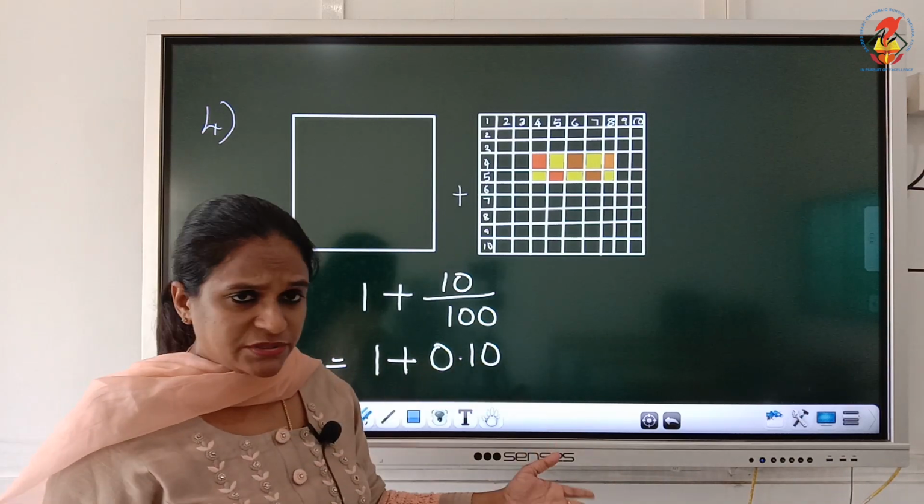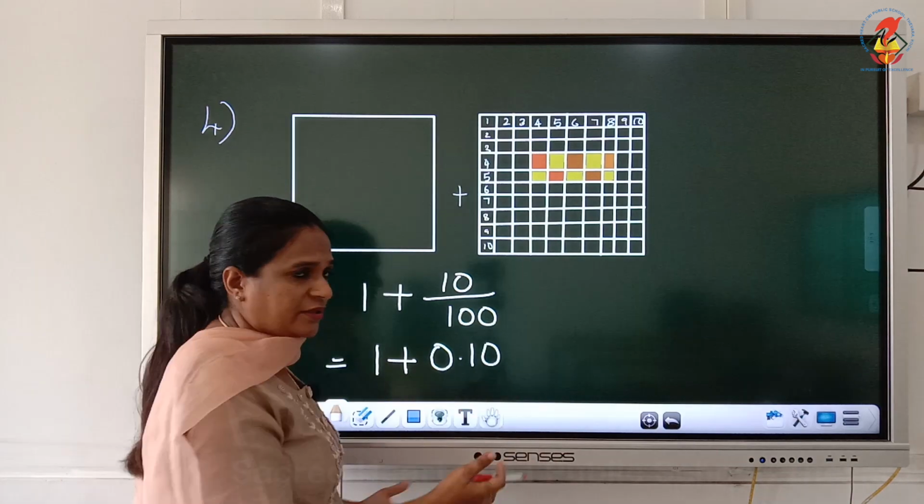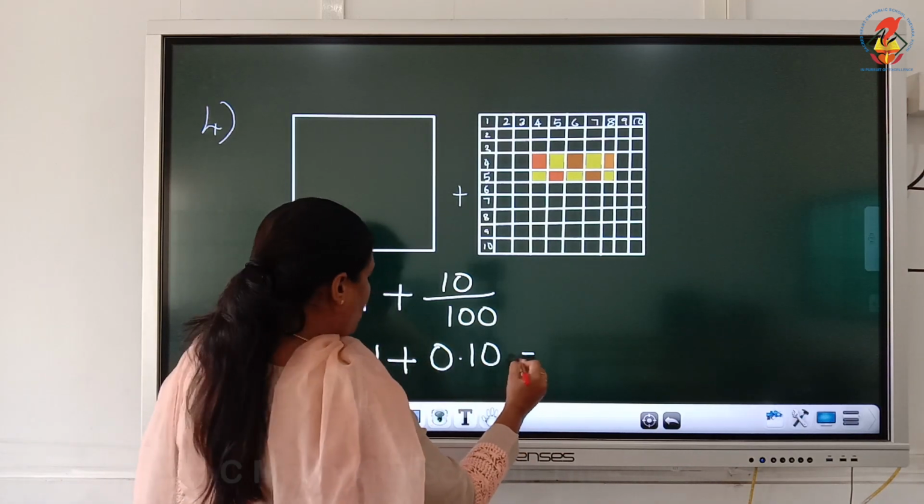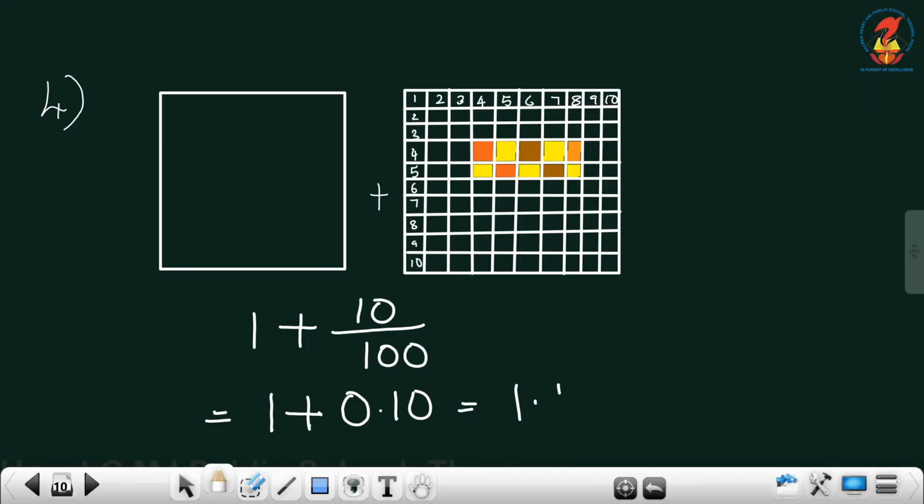Either form, you can write 1.10. How much do you get? 1.1. Okay, 1.10.